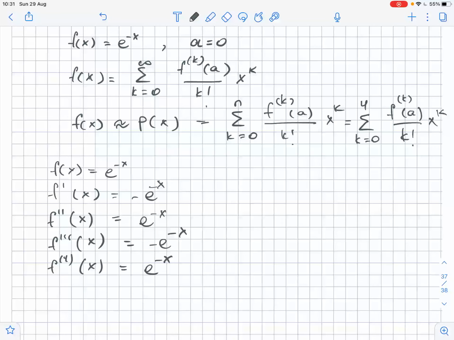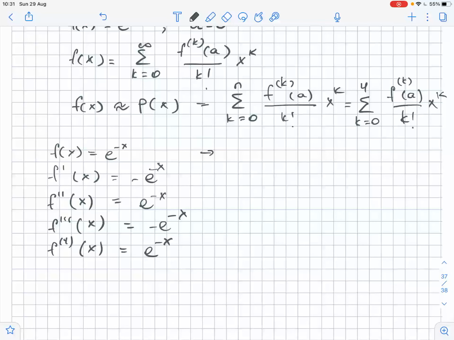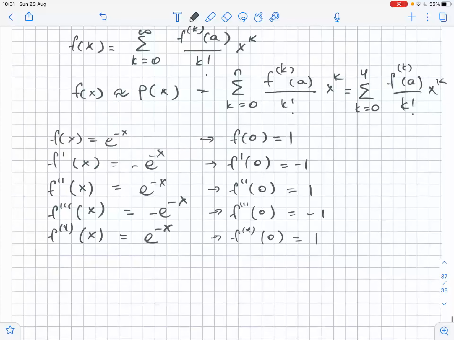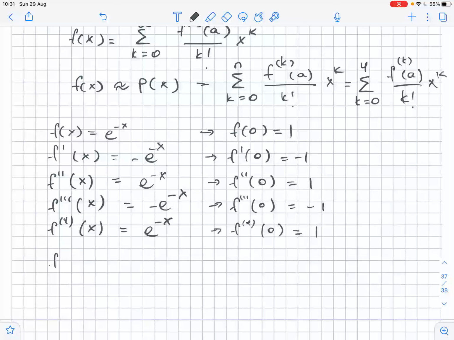Now we need to find the values of these derivatives at point a. So at point x equals 0, f of 0 equals 1, then f prime of 0 equals negative 1. Then the second order derivative of f at 0 equals 1, the third order derivative of f at 0 equals negative 1, and the fourth order derivative of f at 0 equals 1.